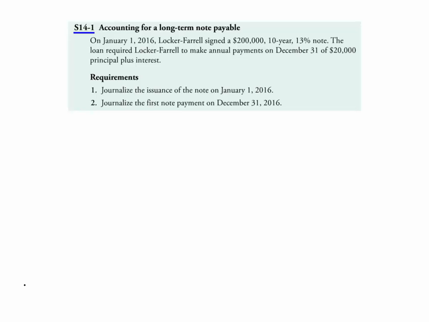So in this example, I'm going to actually put a couple problems in here because some of these things I think really need some problems to show it. On January 1st, Locker Farrell signed a $200,000 10-year 13% note. So the note is an IOU, right? The person issuing or signing the note is the borrower. The person who received the note is the lender. This requires them to make annual payments of $20,000 plus interest.